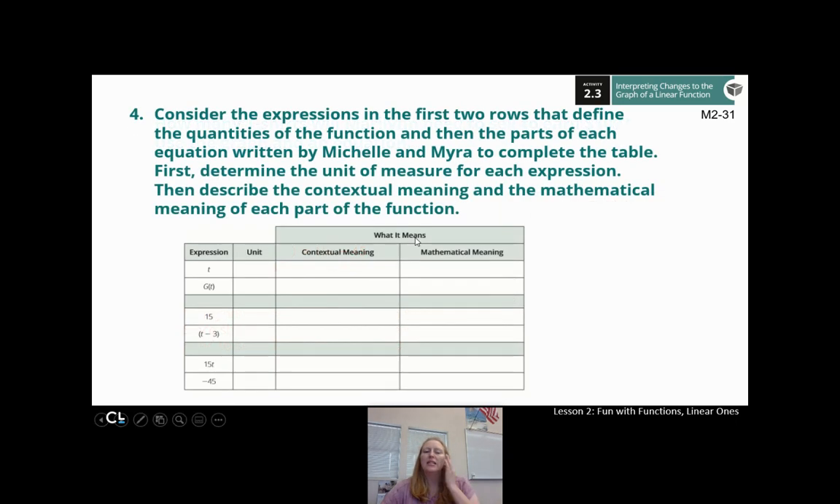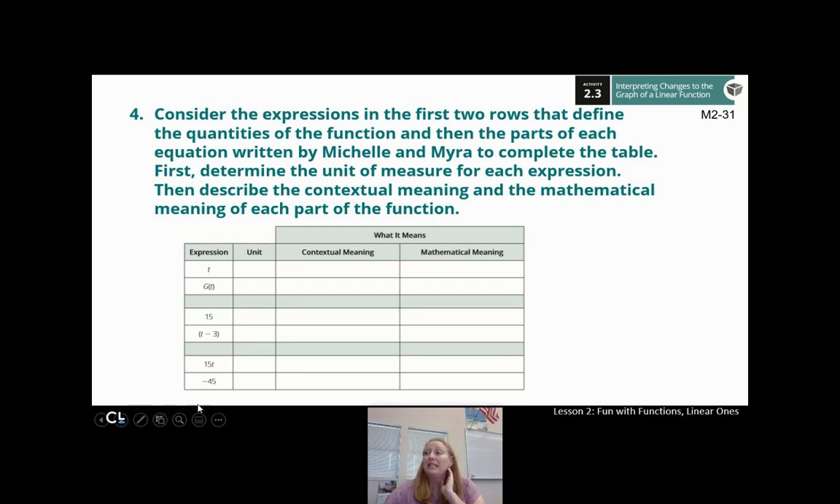So let's fill in this lovely table here. Considering the expressions in the first 2 rows that define the quantities of the function and the parts of each equation written by Michelle and Myra. So look at those 2 expressions that Michelle and Myra used to write their functions, to write their equations. And I'd like you to use that to help you complete this table.